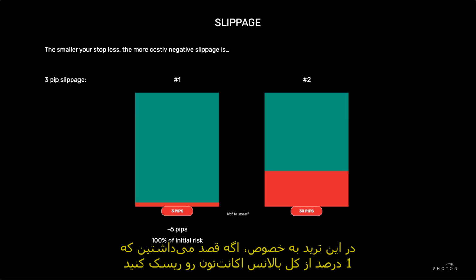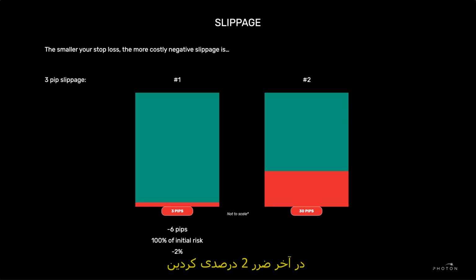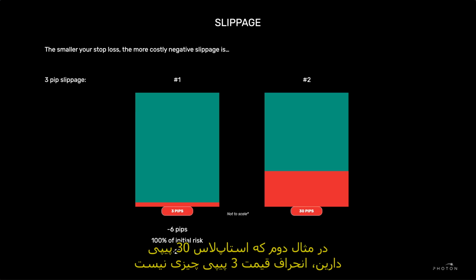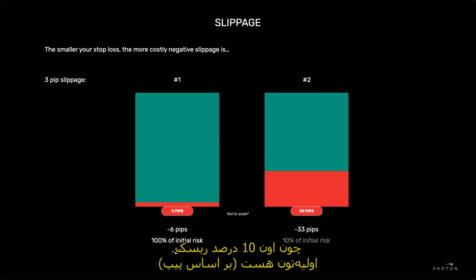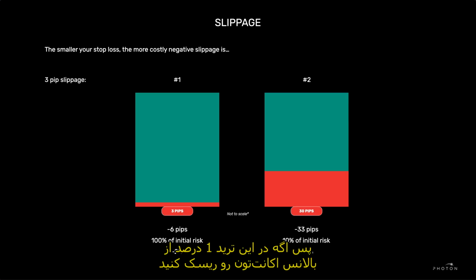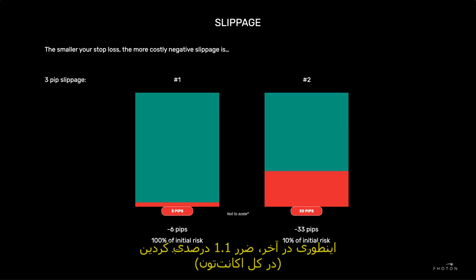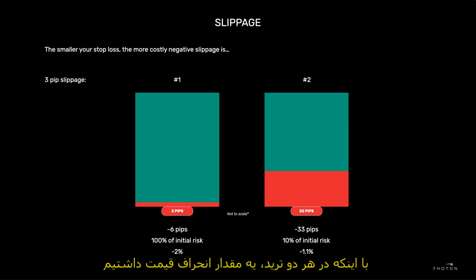So in this case, on this trade, if you had intended to risk 1% of your total account balance on the trade, you would actually end up taking a minus 2% hit instead. Now in the second example, where you have a 30 pip stop loss, 3 pip slippage is a lot less costly, because that only represents 10% of your initial pip risk. So if you risk 1% of your account balance on this trade, you would then only take a 1.1% hit to your account size, even though both trade stop losses were slipped by the same amount, right?